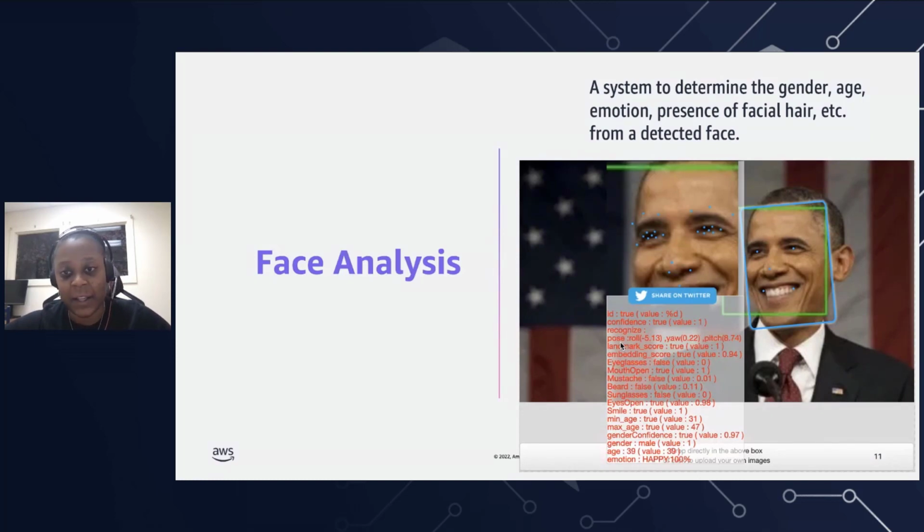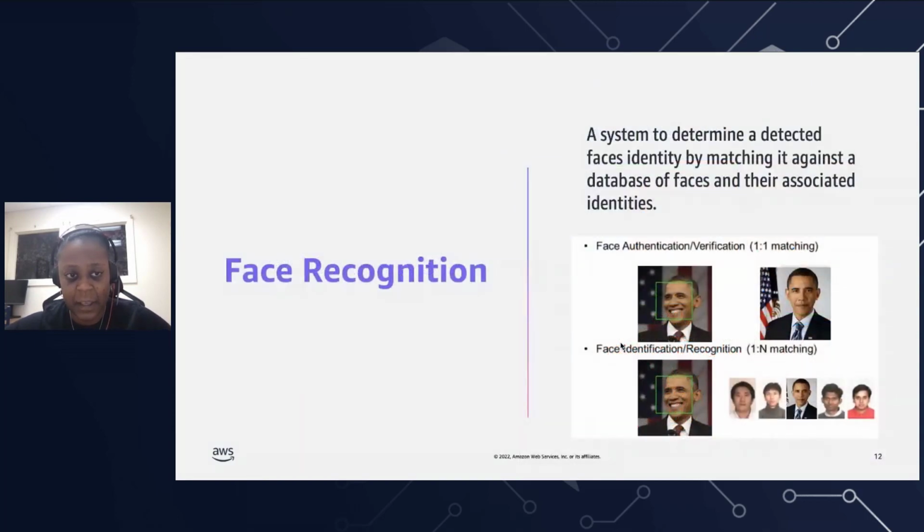But I guarantee you, as a company, if you put these things at the forefront at the beginning of your conception of whatever the software tool or AI technology is going to be, you will definitely come out better in the long run. So the other type of face technology I want to mention is face recognition.